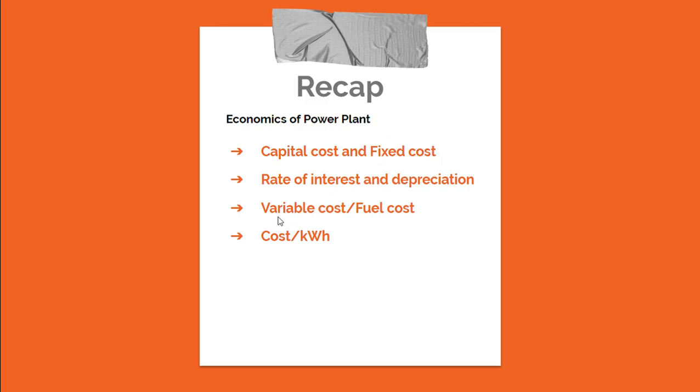The other cost which we talked about in the last video was the variable cost, and the primary component of the variable cost is the fuel cost. We are talking about the fossil fuel power plants. So the fuel cost is a critical component in the variable cost, but there are other parameters also like the operation and maintenance cost. We said that the salary of the people who are working in the power plants also matters. The maintenance cost would also be included in the variable cost, and this is a function of operating hours. So operating hours is a parameter which would influence the economics of the power plant.